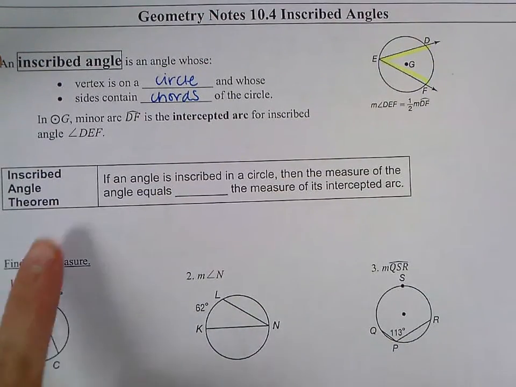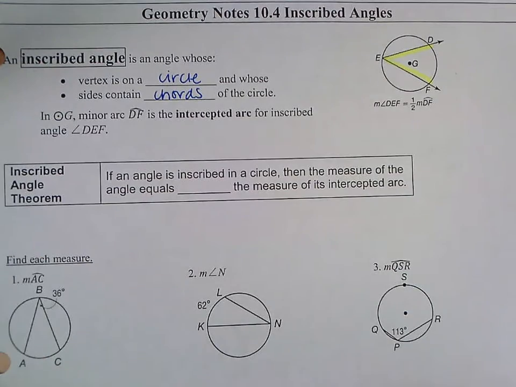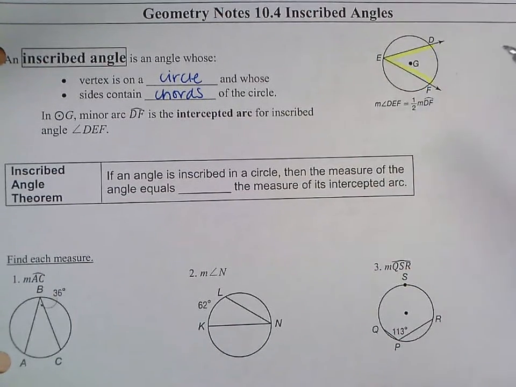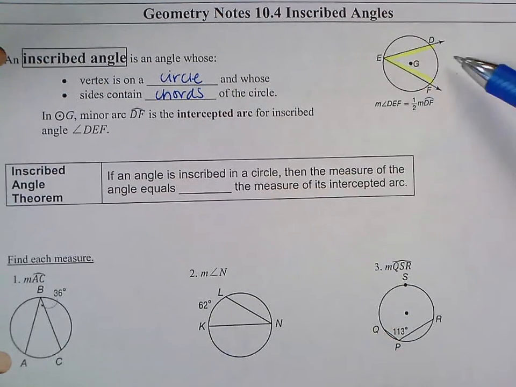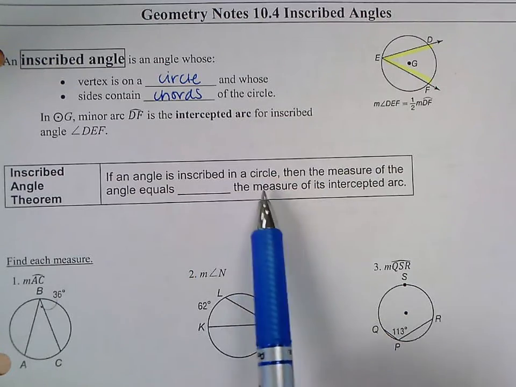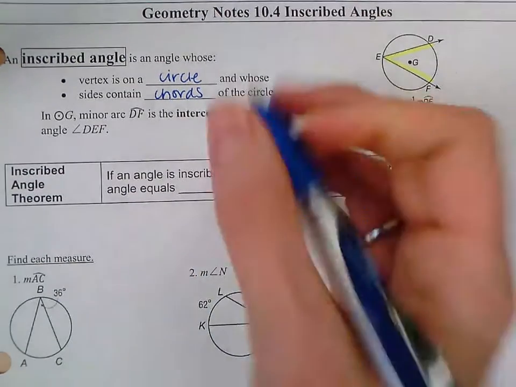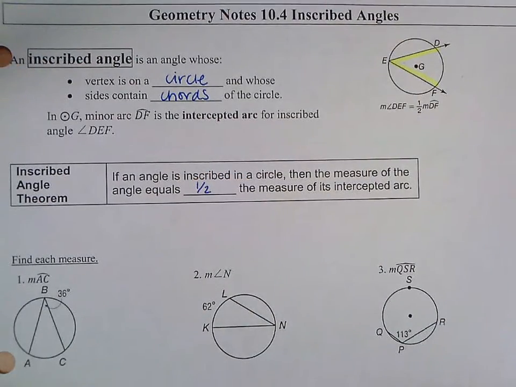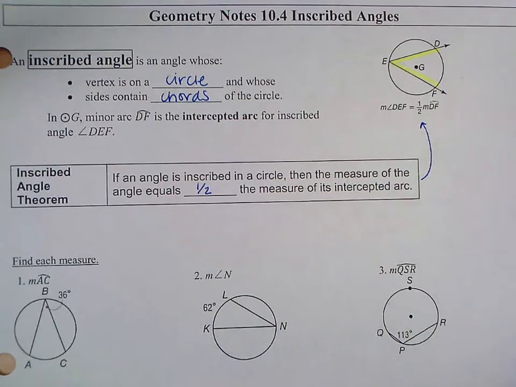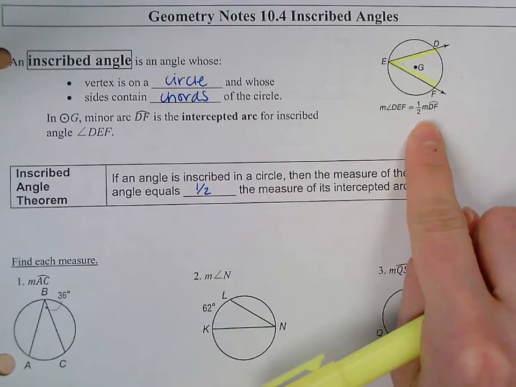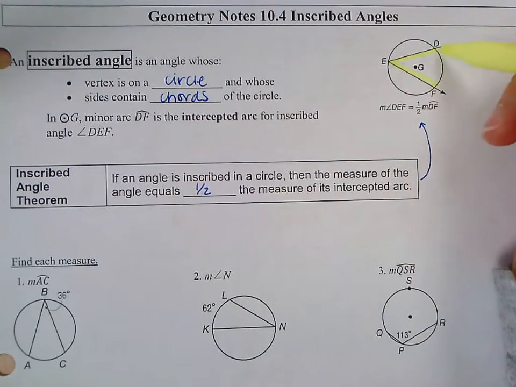Then we get into the inscribed angle theorem, and this is helping us determine, if we have an inscribed angle, how that angle measure compares with the arc measure. If an angle is inscribed in a circle, the measure of the angle is equal to 1/2 the measure of its intercepted arc. And that is stated right underneath that diagram. It says the measure of angle DEF is equal to 1/2 the measure of arc DF.